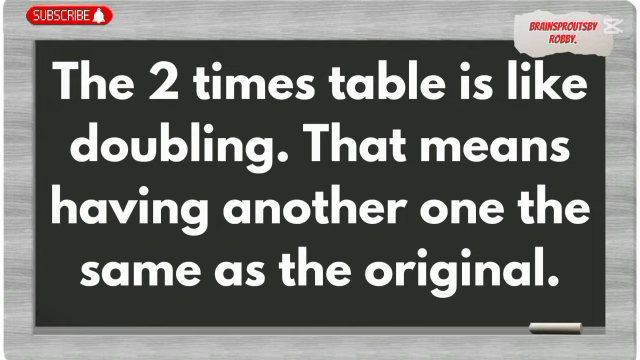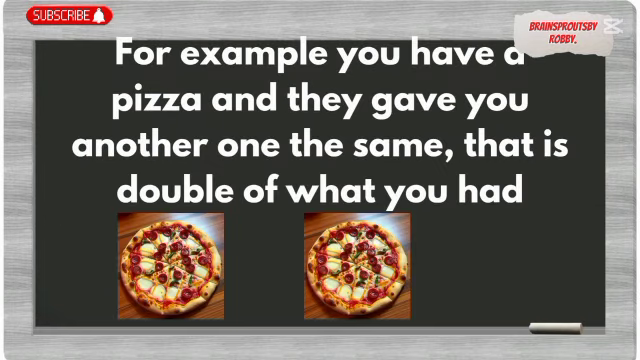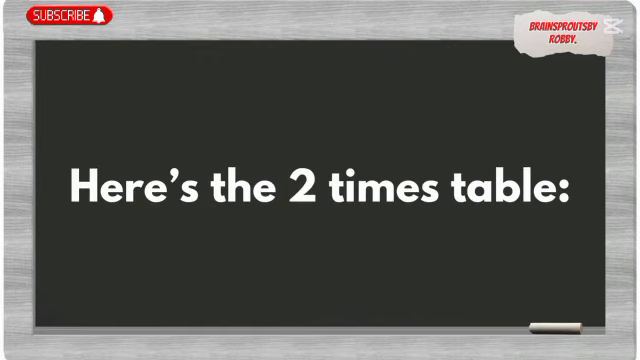2 times table. The 2 times table is like doubling. That means having another one the same as the original. For example, you have a pizza and they gave you another one the same, that is double of what you had. Here's the 2 times table.